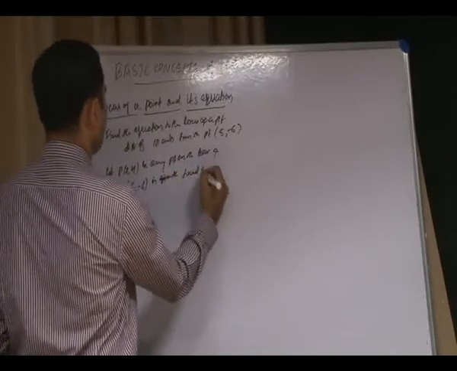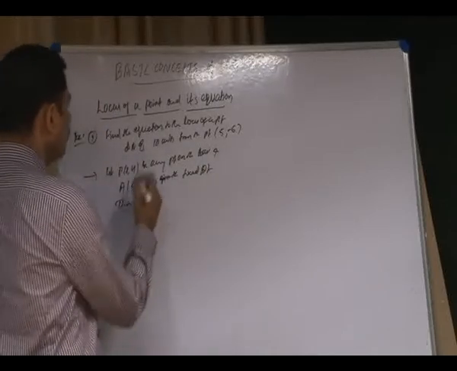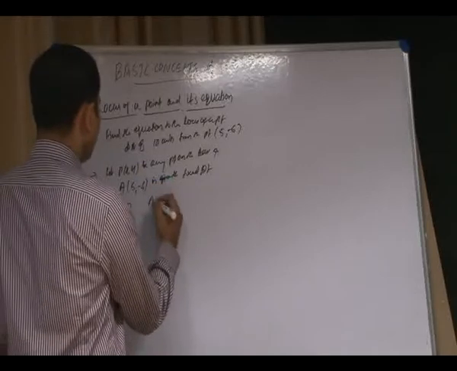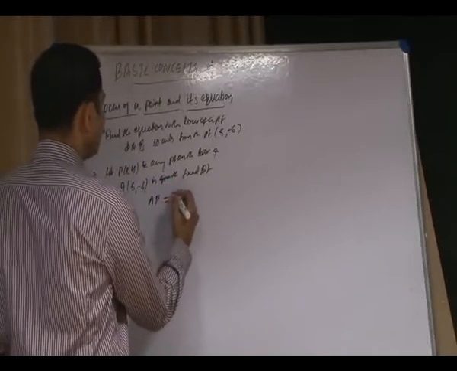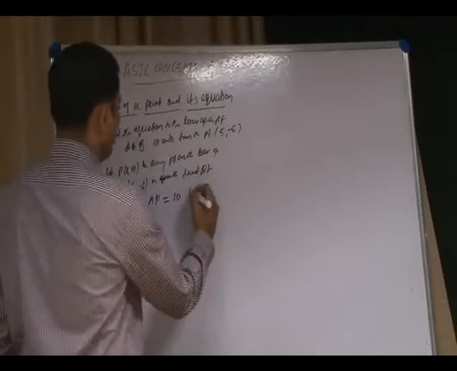is the fixed point or given point. So, here what condition do you write? The condition is that the distance between these two points, AP, should be equal to 10 units. AP is equal to 10, that is the given geometrical condition.